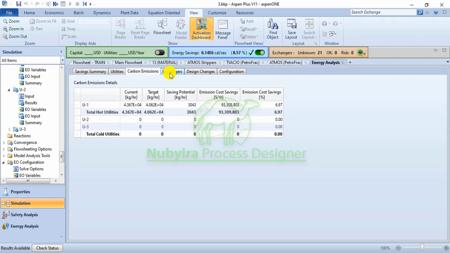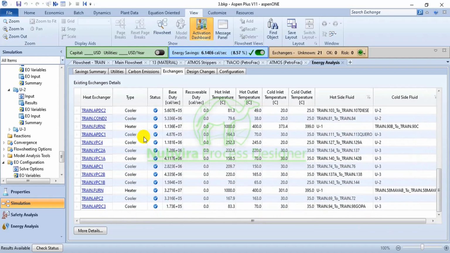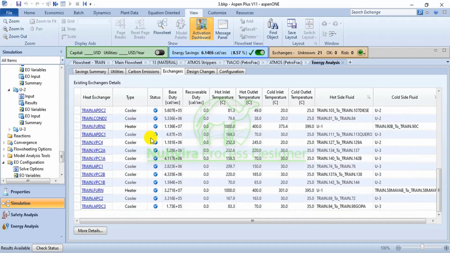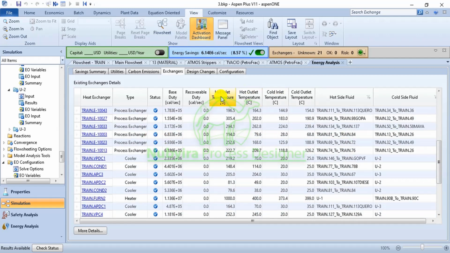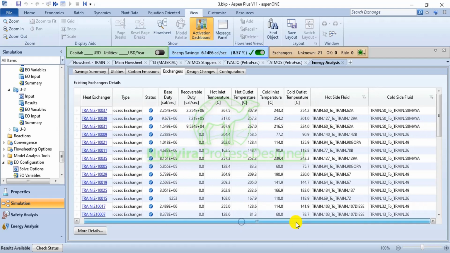Then we have the heat exchangers that we have in the flow sheet. You can see all the heat exchangers over here. So this is the heat exchanger that we have in the flow sheet. And the heater and the coolers, it tells us the inlet temperature and outlet temperature and the amount of heat that can still be recovered from the heat exchanger. You understand? This is the duty that we are currently recovering from the heat exchanger.